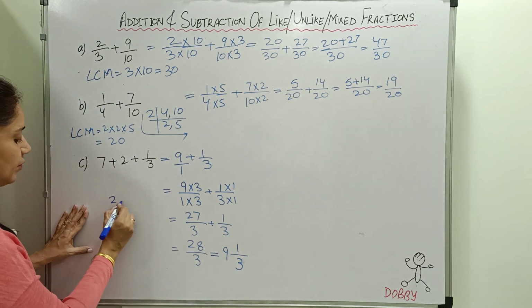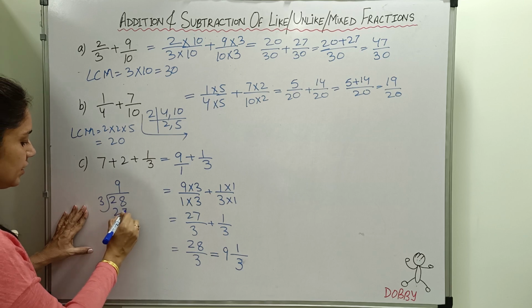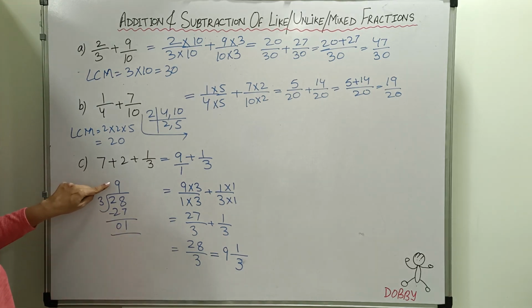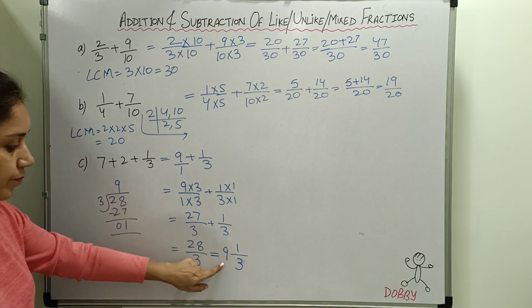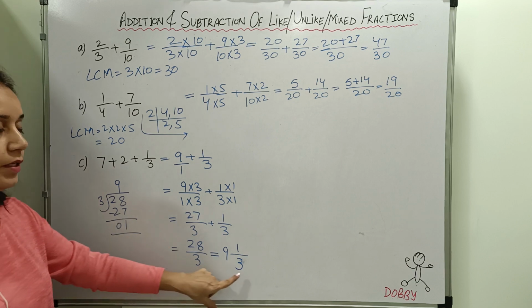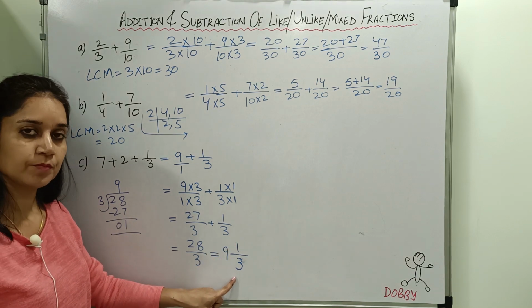Check out with the division method. 28 divided by 3. 3 9s are 27. Remainder 1. So quotient is the whole number. Remainder is the numerator and denominator remain the same. So the final answer is 9 whole 1 upon 3.